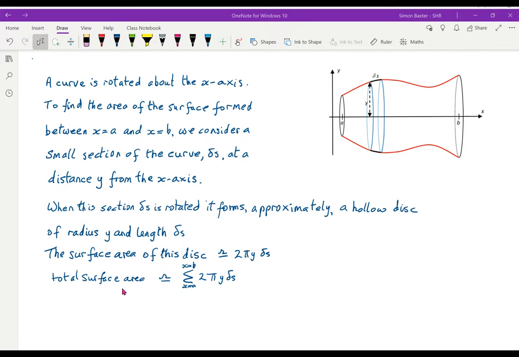The total surface area, therefore, is going to be the sum between x equals a and x equals b of all these 2 pi y delta s's. If we now let delta s tend to 0, this surface area is going to be the integral from x equals a to x equals b of 2 pi y ds.